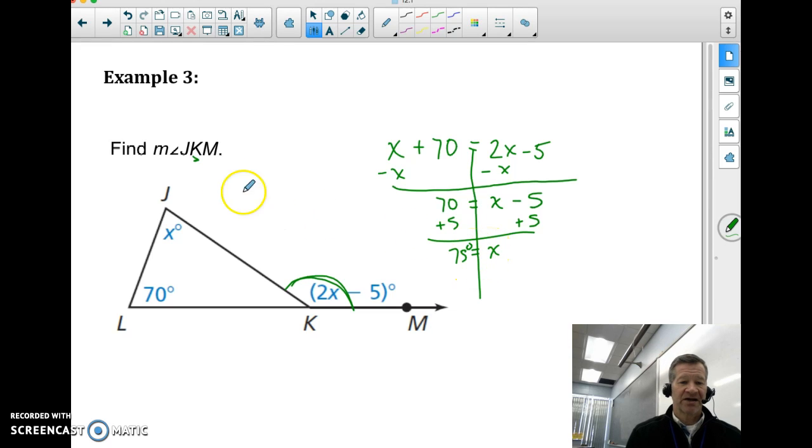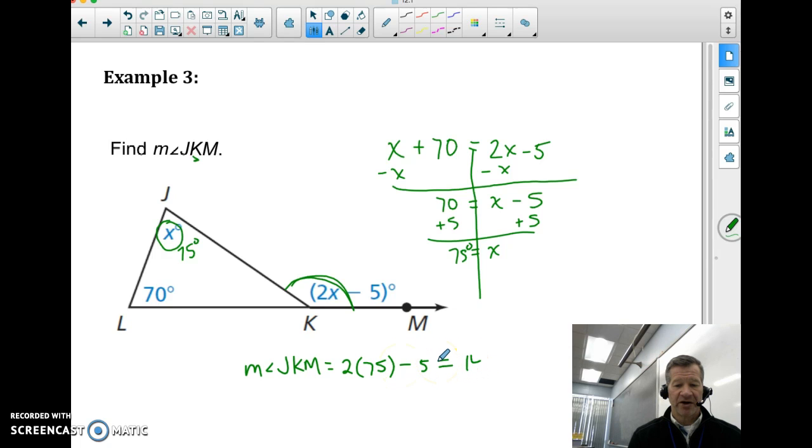Now, they didn't ask me to find x, they asked me to find the measure of angle JKM. Well, if x is 75, that tells me that this angle right here, which is x, is 75 degrees. So I can find this angle, JKM, in two different ways. One, I could substitute that 75 in place of x to find its measure. So if I do that, I get 2 times 75, which is 150, and 150 minus 5 would be 145 degrees. That's my answer.